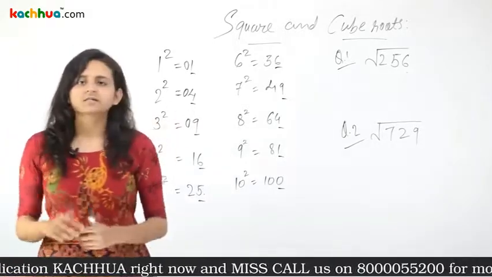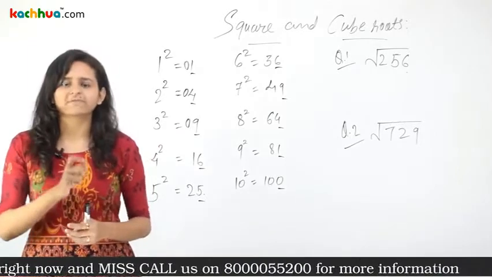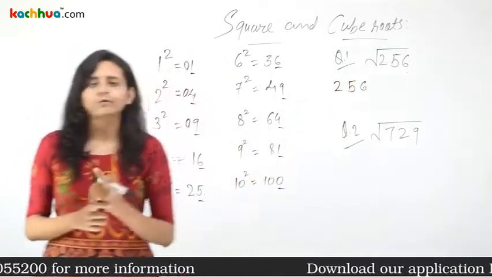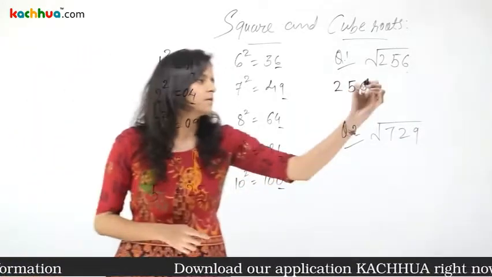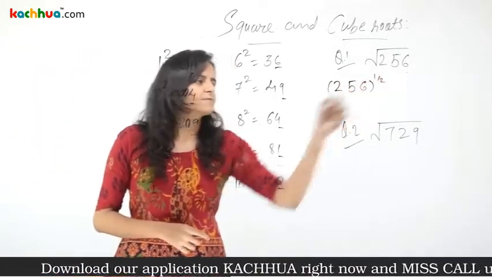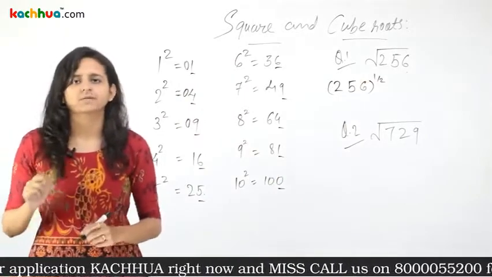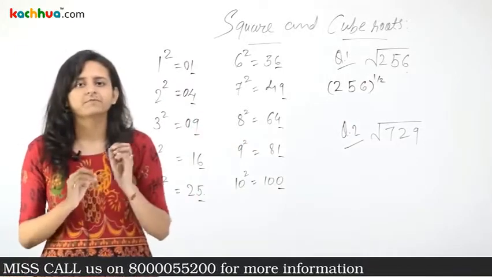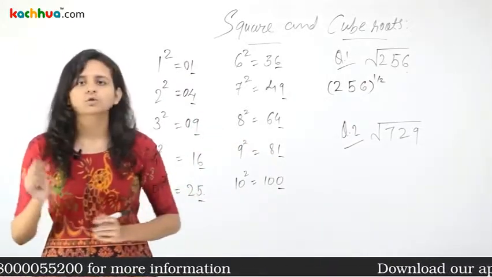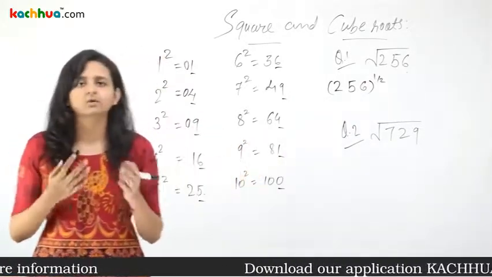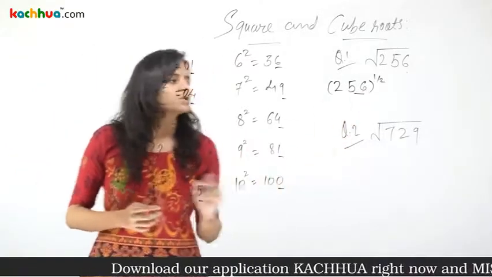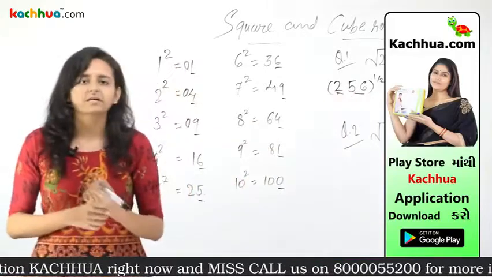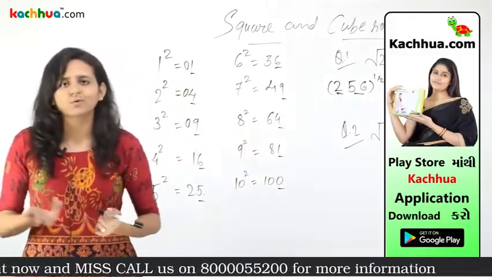Now the first question is 256. Our number is 256, or I can write 256 raised to 1 by 2, that is the square root. Now for 256, we have to divide the number into two digits. So this is 56 and this is 2, or we can write 02, so that will be 2 only.